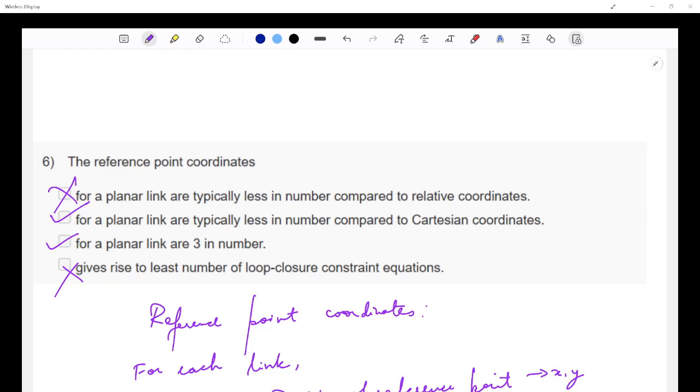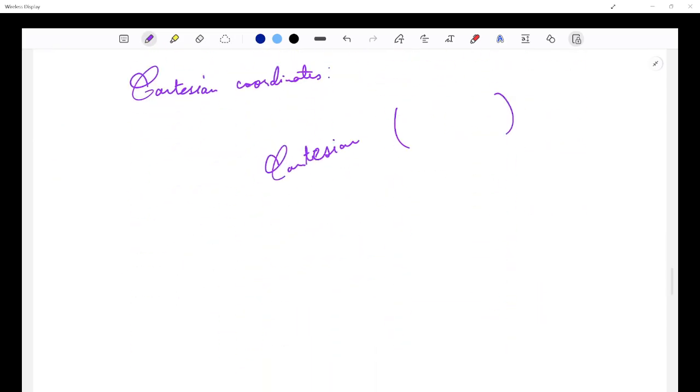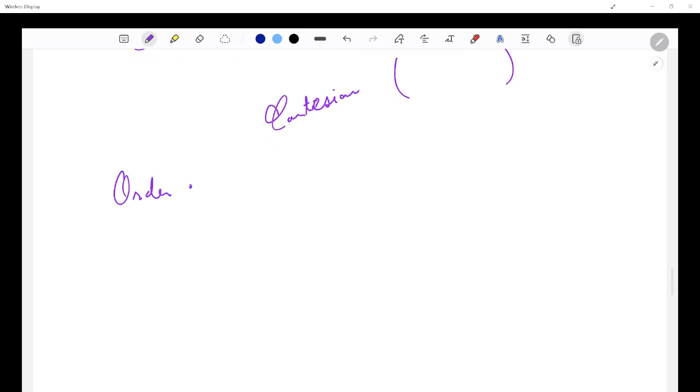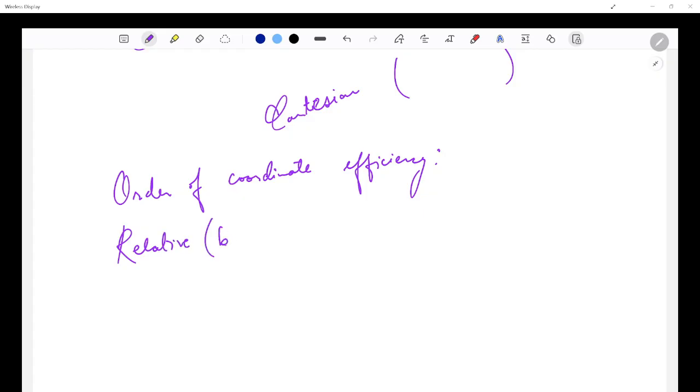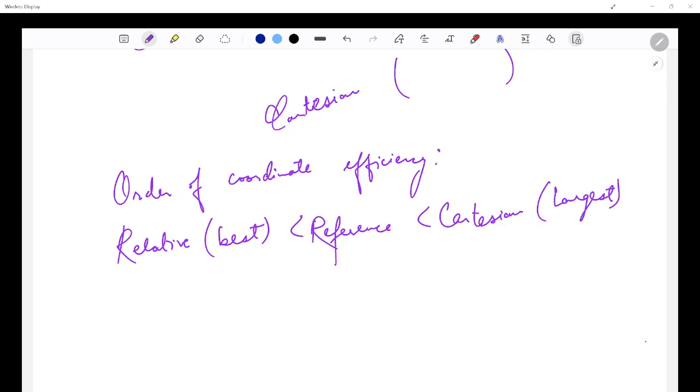So if we talk about the order of coordinate efficiency, relative is best, then we have reference, and then we have Cartesian, which is largest. So for a planar link, the reference coordinates are 3, more than relative and less than Cartesian.